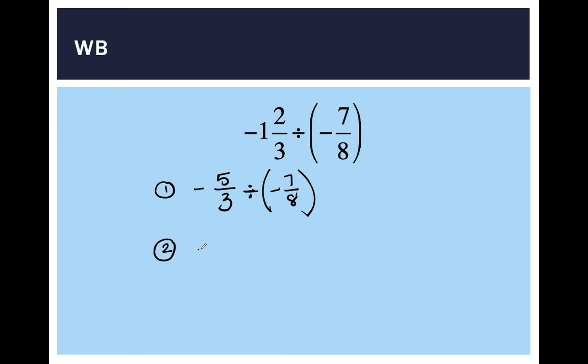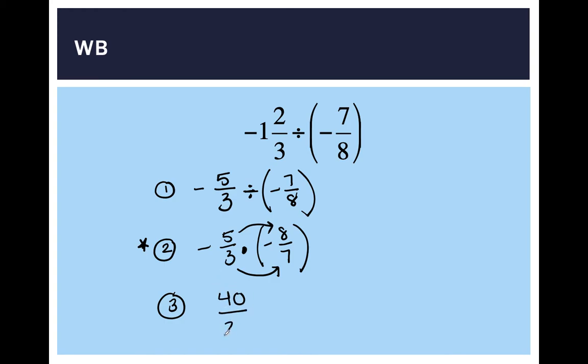So now I can keep, change, flip. Negative 5/3 times negative 8/7. And again, once you keep, change, flip, we can look for cross simplifying. There is no cross simplifying that can be done here. So we just multiply 5 times 8 and 3 times 7. 5 times 8 is 40, 3 times 7 is 21. Negative times the negative is going to be positive. And there are no common factors between 40 and 21 that I can simplify.